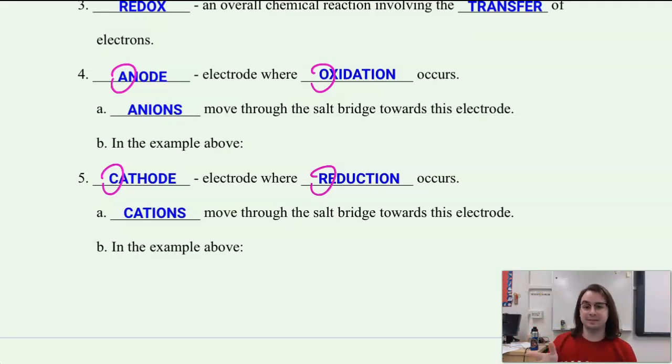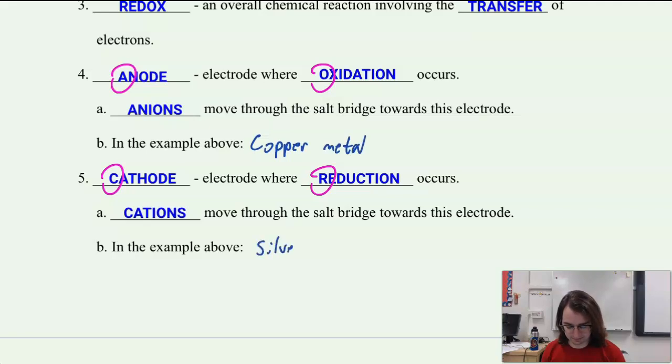Now, just keep that in mind. So, I'm sorry. In the examples above, I forgot to fill out that particular thing. The anode is the copper metal. We labeled that. And the cathode is the silver metal. Excuse me, did that a little out of order. So a couple more terms for us to remember, and then we're going to be done.